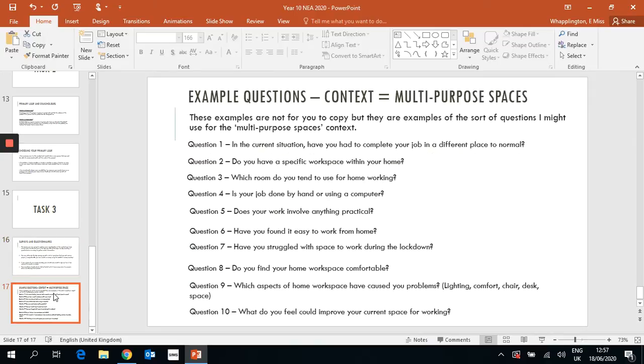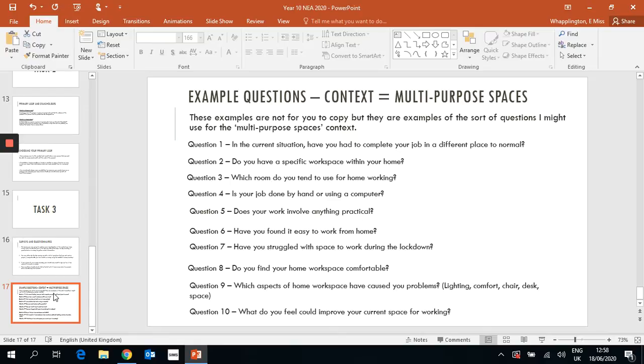So this example I've done is for the multi-purpose spaces, and I've done my spider diagrams. I'd picked multi-purpose spaces. I'd thought about some primary users. These are the questions that I might ask now to get a little bit more information about what sort of problem I'm about to solve.